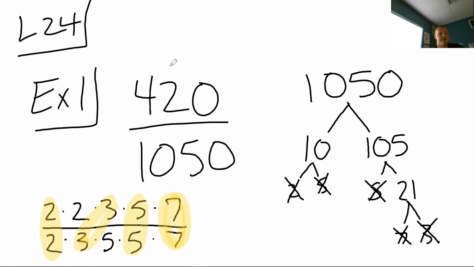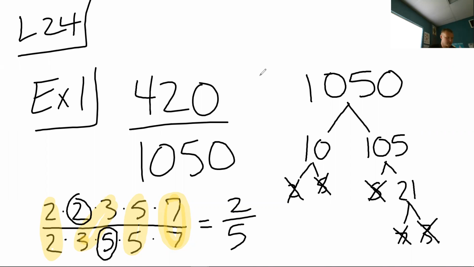So what am I left with? I have a 2 in my numerator, and I'm left with 2 over 5, or 2/5. So my fraction that I'm left with is 2 over 5.